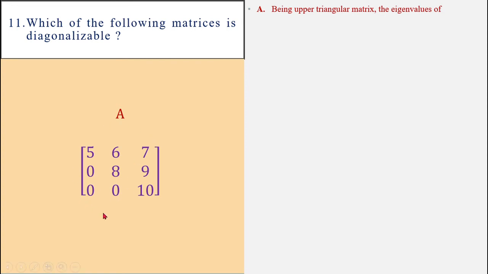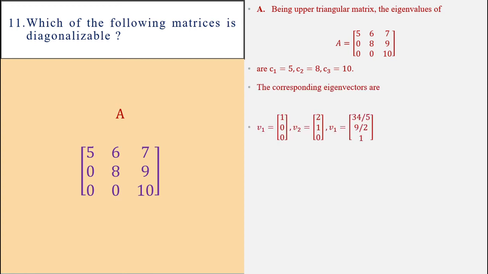Being an upper triangular matrix, the eigenvalues of the matrix in option A are c1 is equal to 5, c2 is equal to 8, c3 is equal to 10. And by calculation, the eigenvectors corresponding to c1, c2, c3 are v1 vector is equal to 1 0 0, v2 vector is equal to 2 1 0, v3 vector is equal to 34 by 5, 9 by 2, 1. And these are linearly independent eigenvectors.